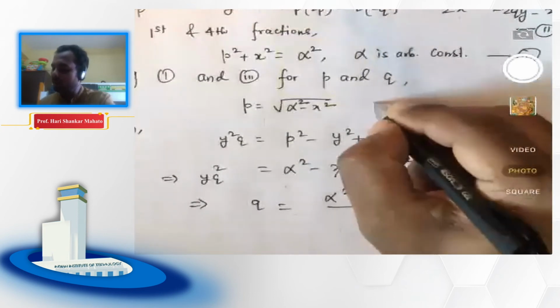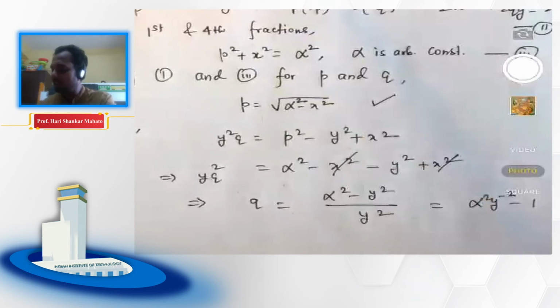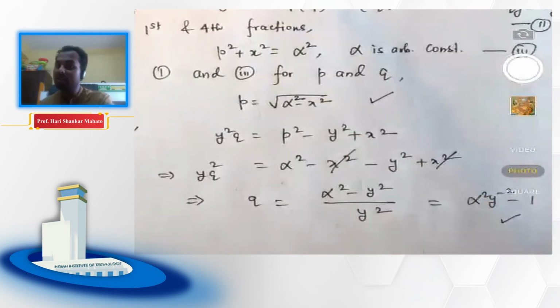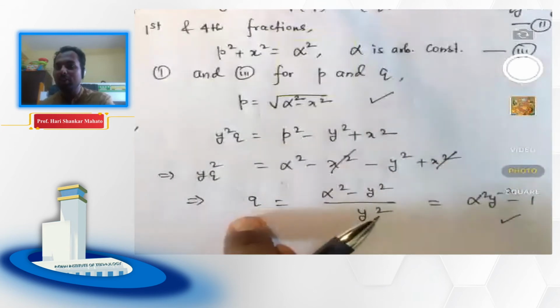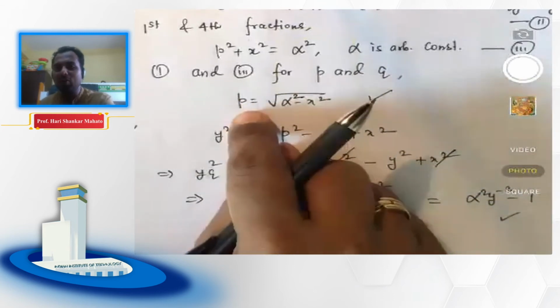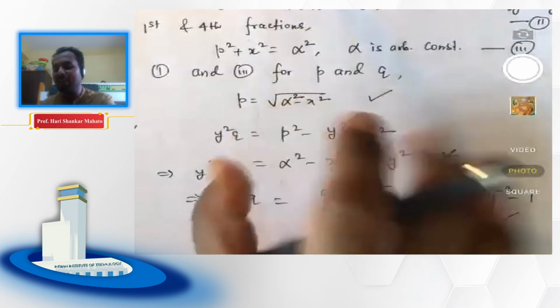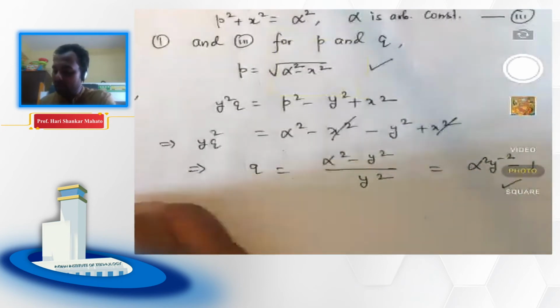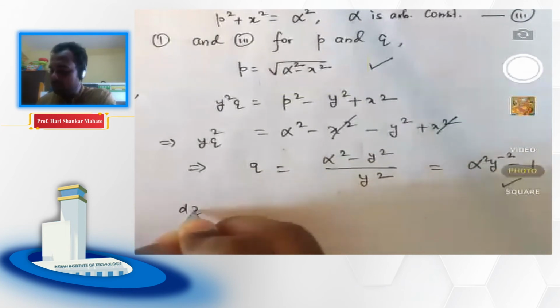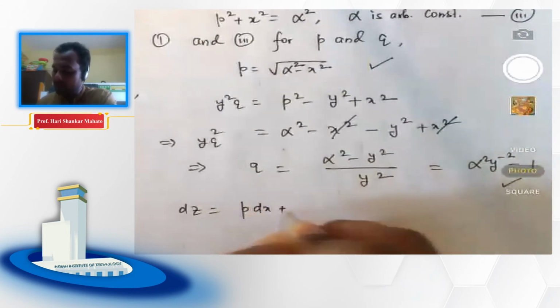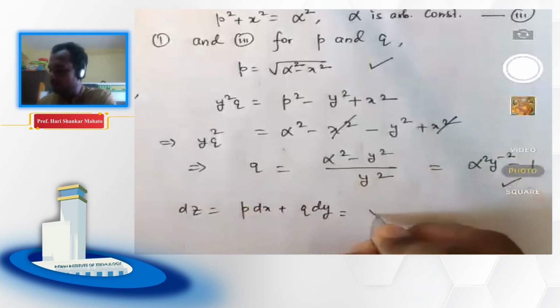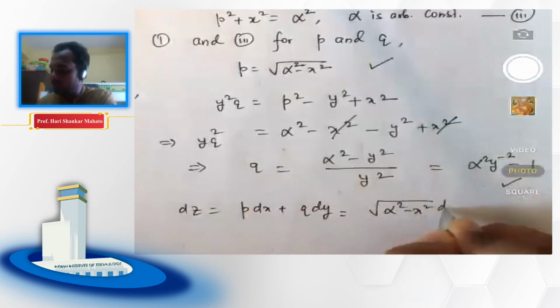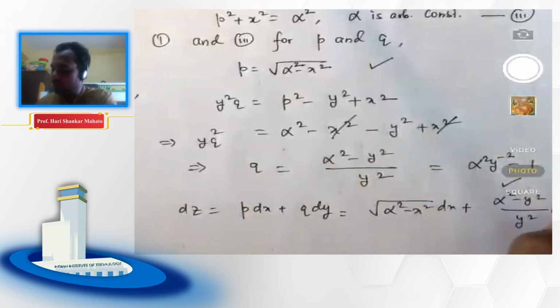So now I have got the value of p entirely in terms of x and the value of q entirely in terms of y, which is still okay. But having the value of q in terms of x, or the value of p in terms of y, that creates a problem. We saw that in the previous example. So now I can write dz equals p dx plus q dy. Let's substitute the values. So this is square root of alpha square minus x square d of x, and this one is alpha square minus y square by y square d of y.